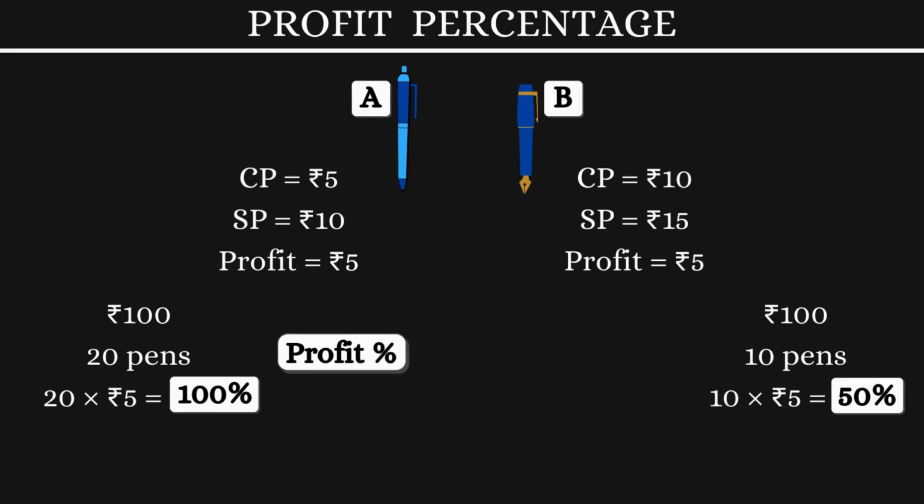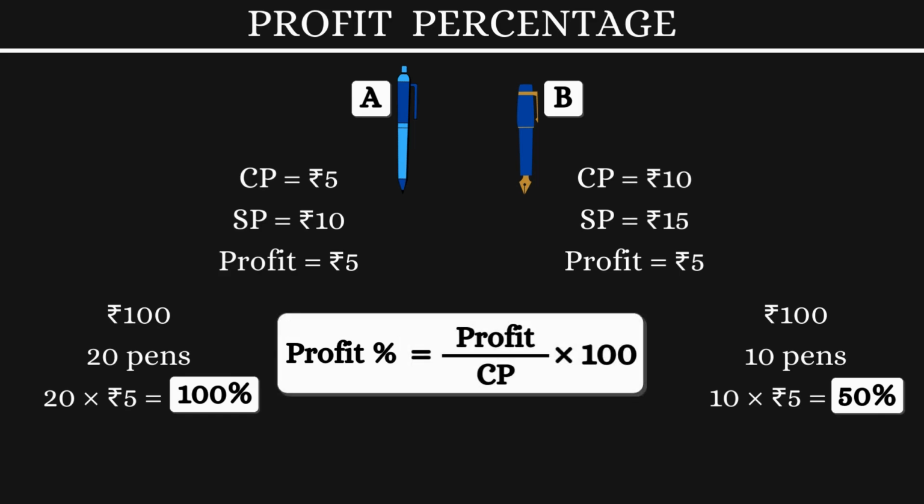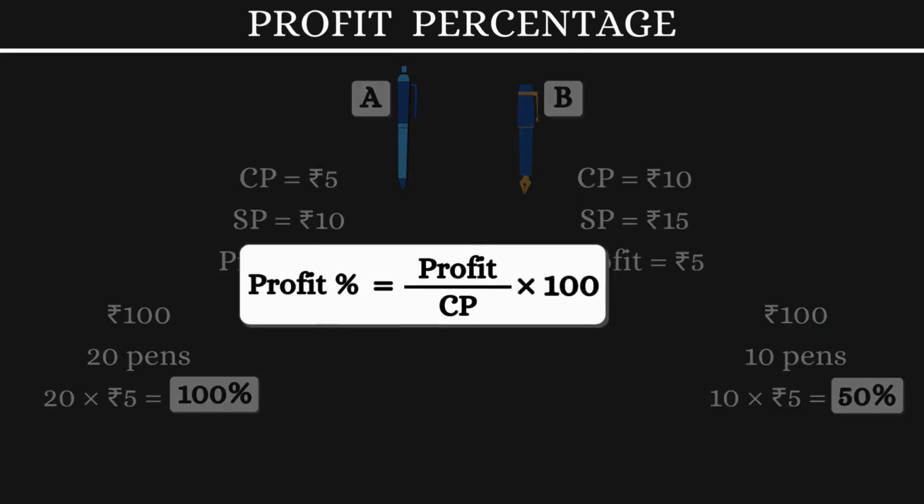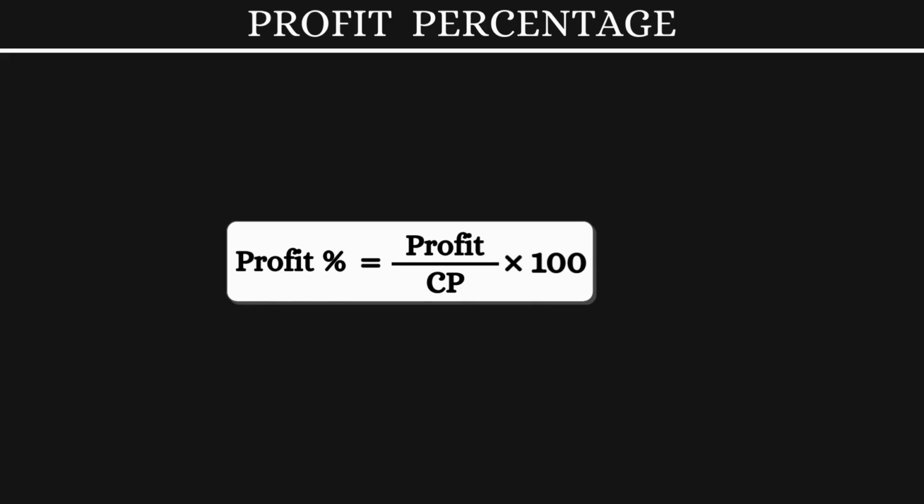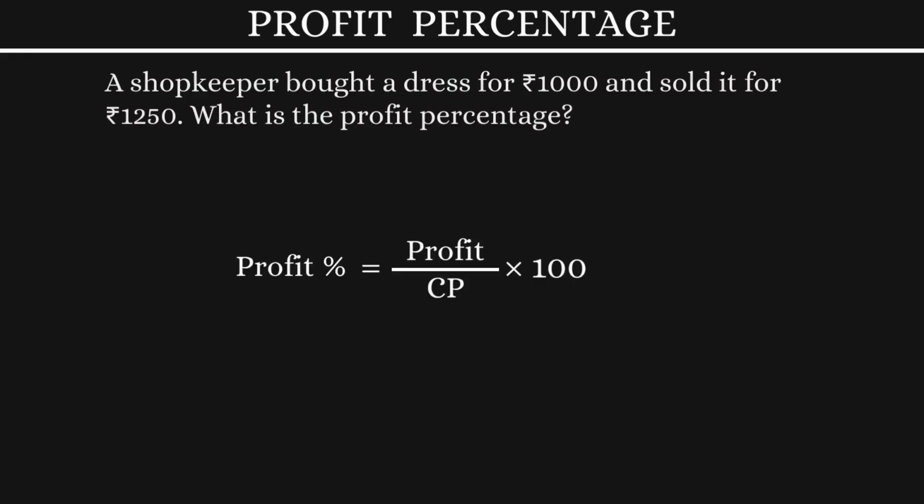Profit percentage is equal to the profit made divided by the cost price into 100. Let's understand this with an example. A shopkeeper bought a dress for rupees 1000 and sold it for rupees 1250. What is the profit percentage?